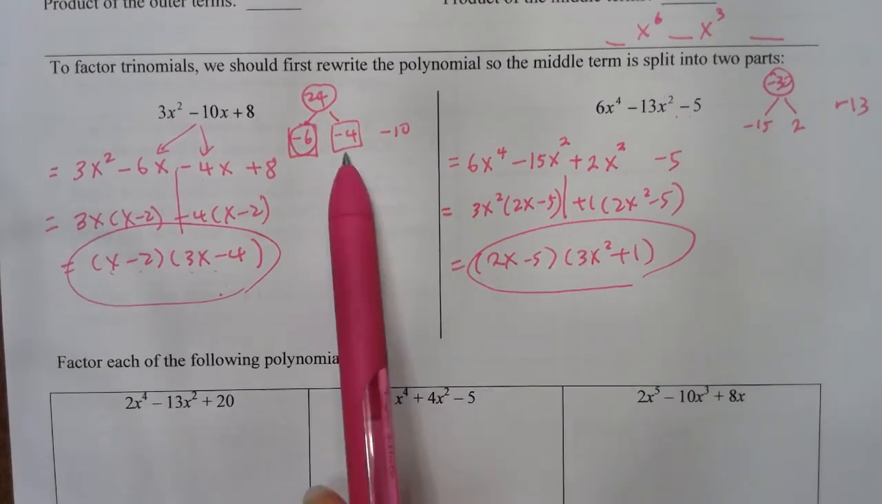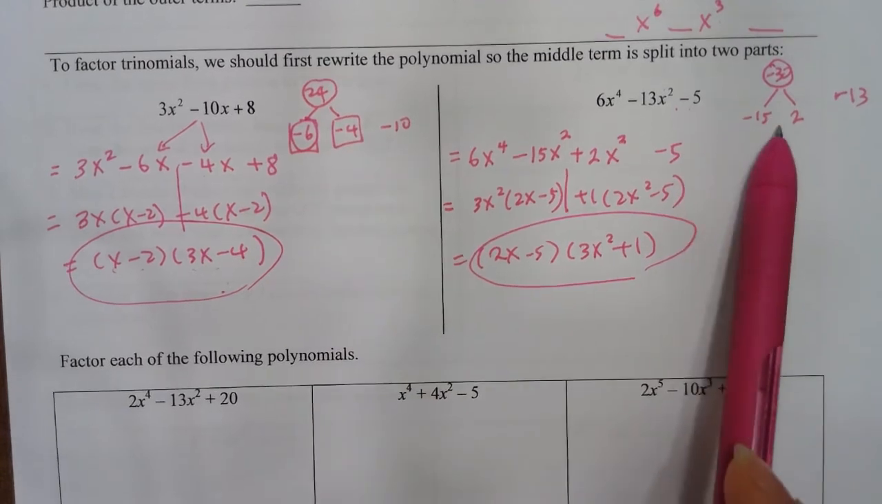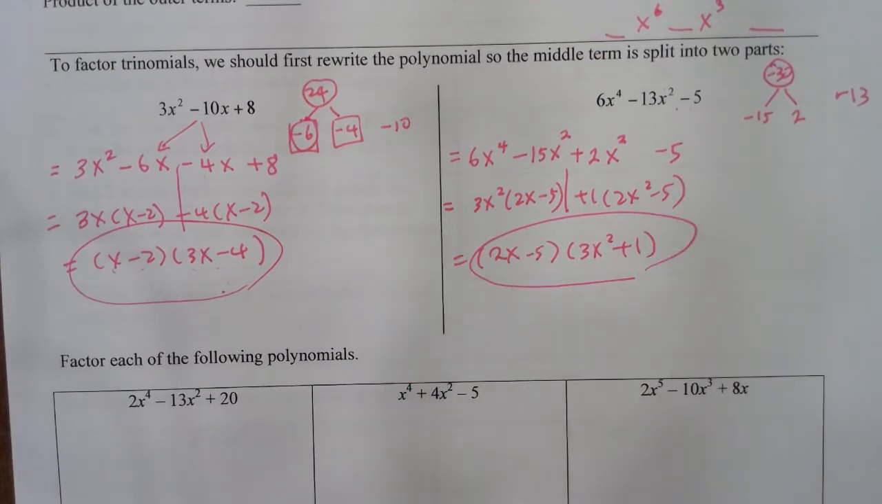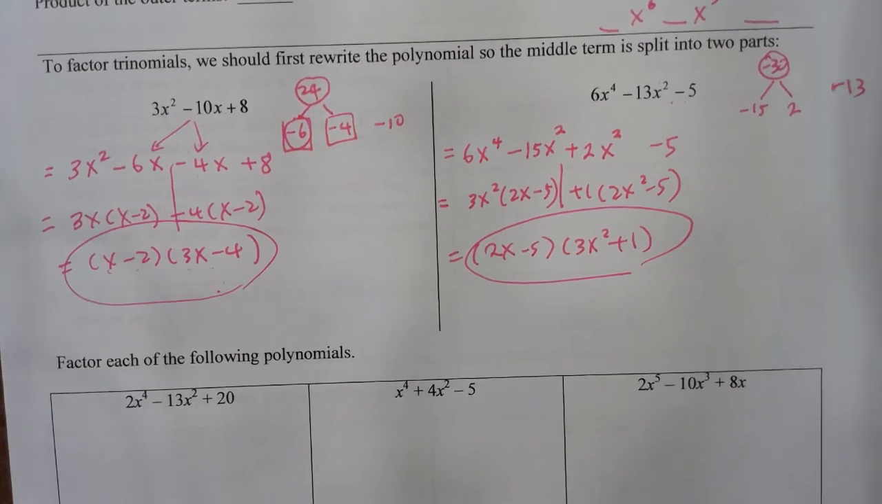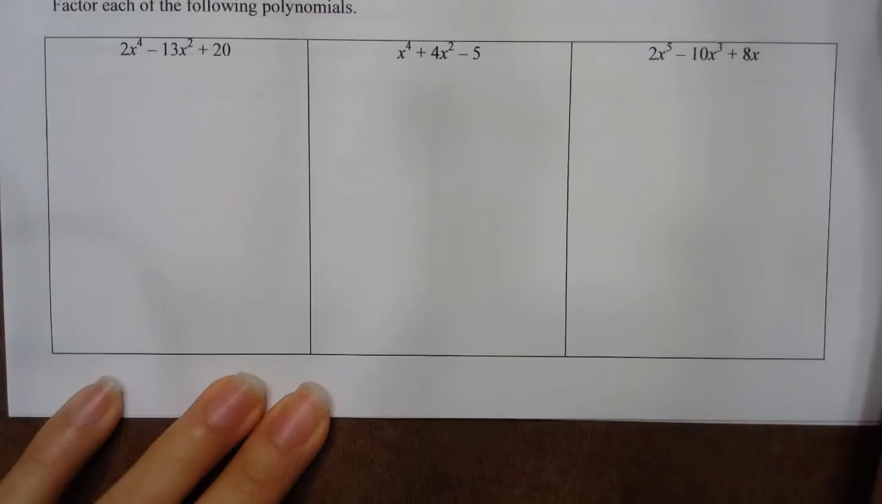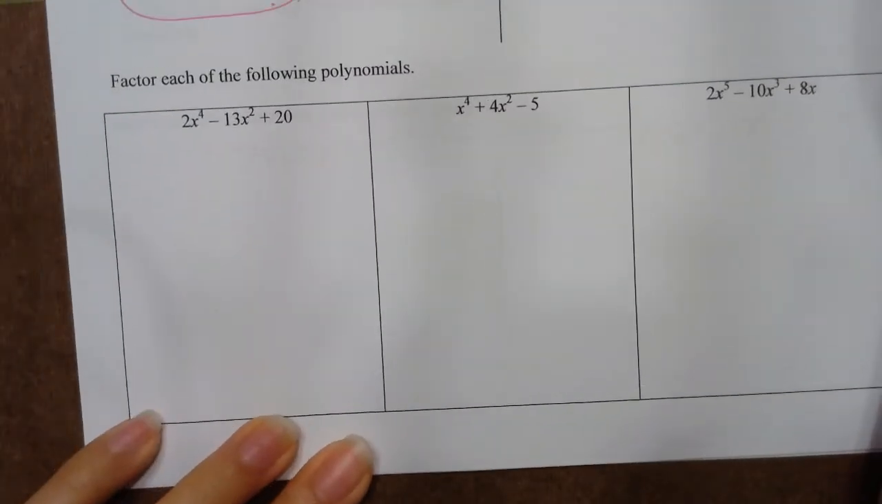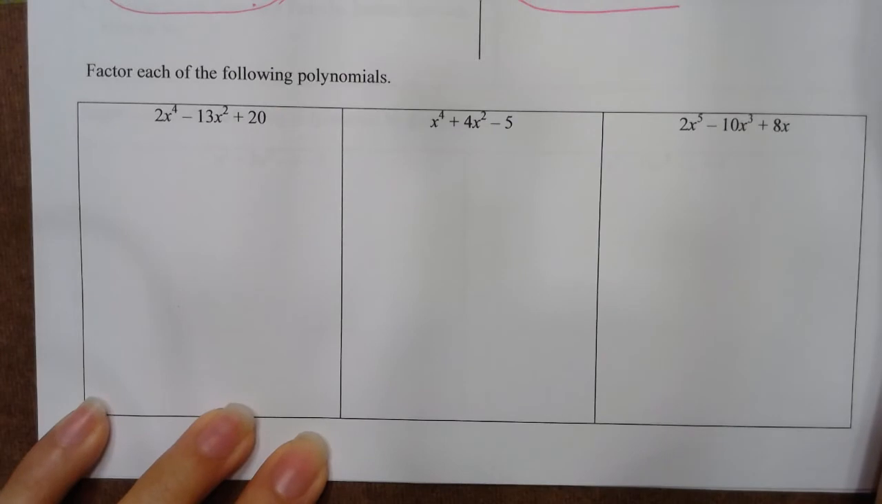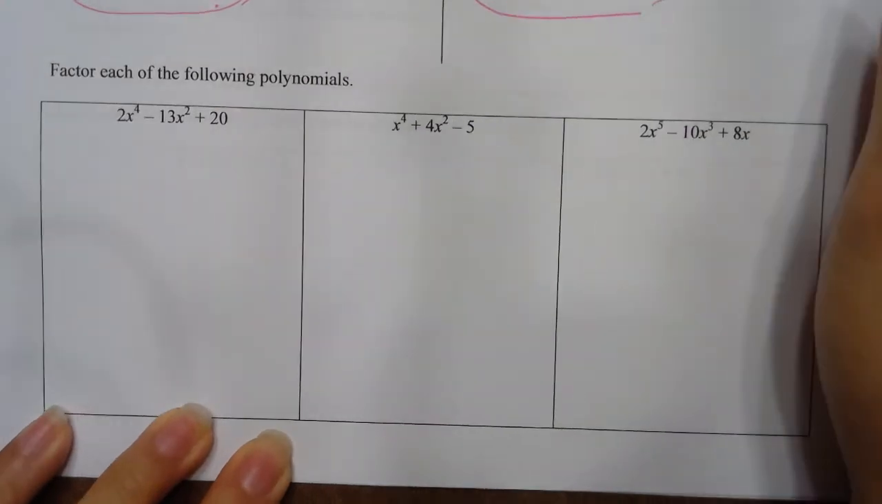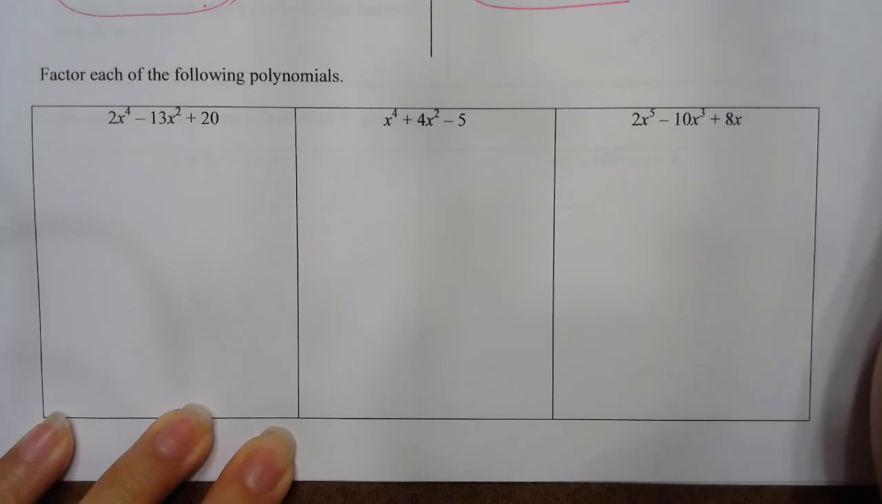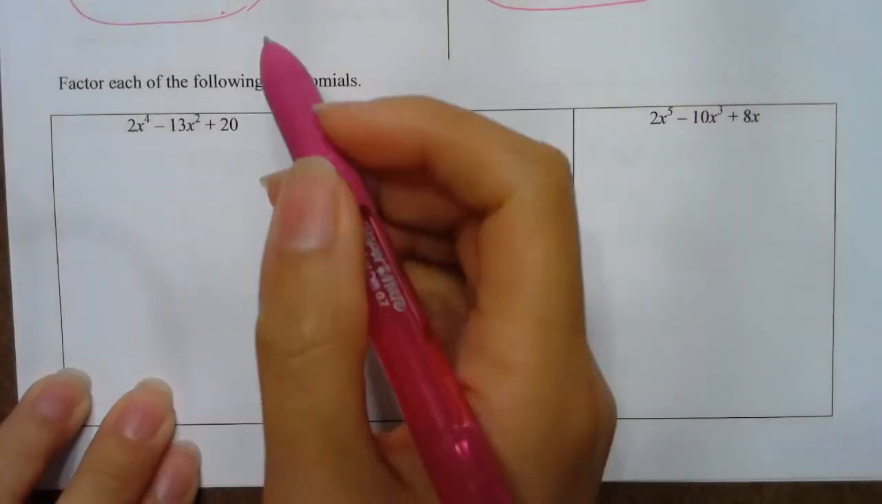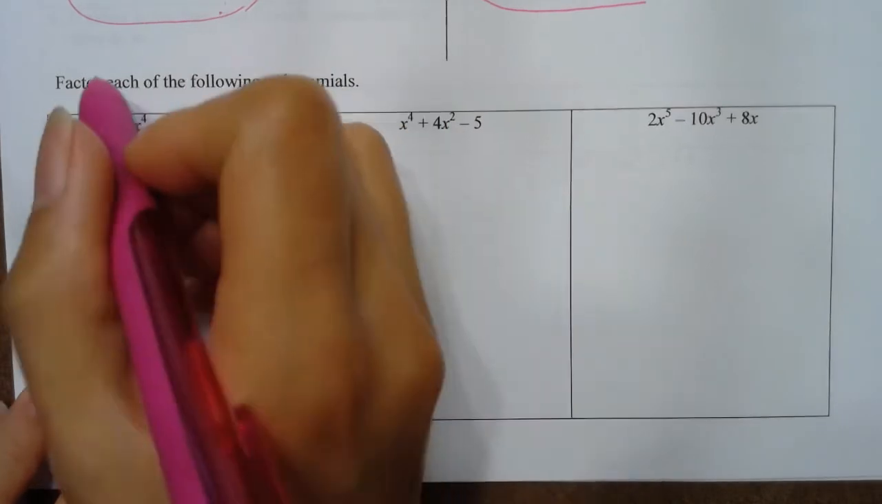Alright, so let's check the answers of those 3 problems at the bottom. For this one, greatest common factor is 1, ACB chart, 40, negative 13, oh gosh, what is it? Negative 8 and negative 5, so 2x to the 4th power, negative 8x squared, minus 5x squared. Notice I'm writing squares in the middle one. 2x squared times x squared minus 4, negative 5 times x squared minus 4. We get 2x squared minus 5 times x squared minus 4.